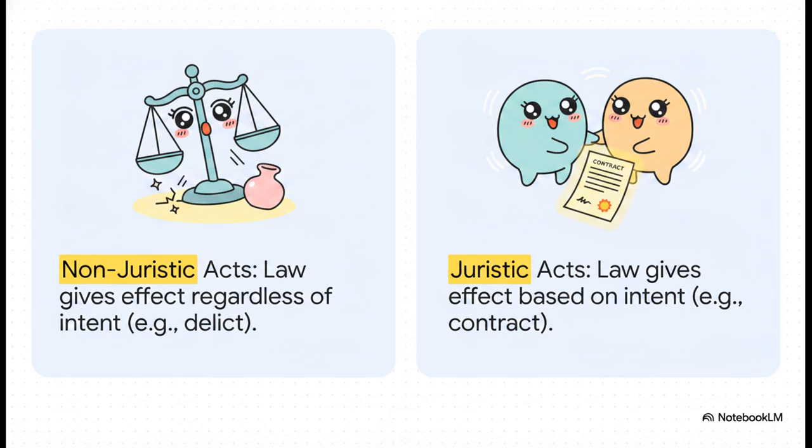On the other side, we have juristic acts. Here, the law gives effect specifically because of your intent, and this is exactly where a contract sits. It's a multilateral juristic act, meaning it absolutely requires the intentional cooperation of more than one person to create that legal tie.